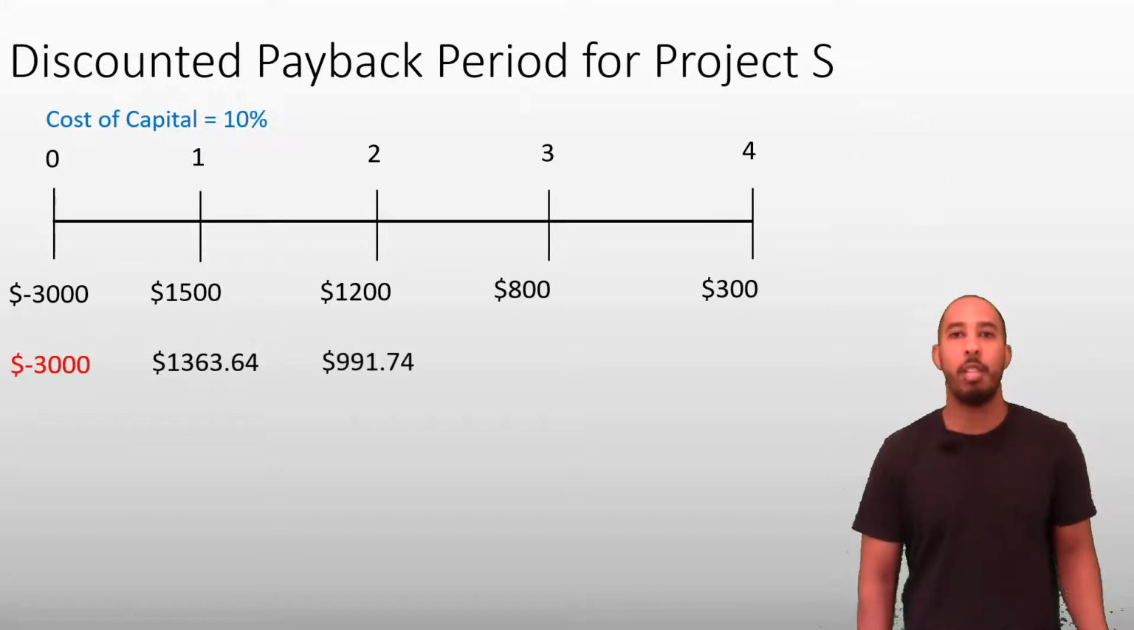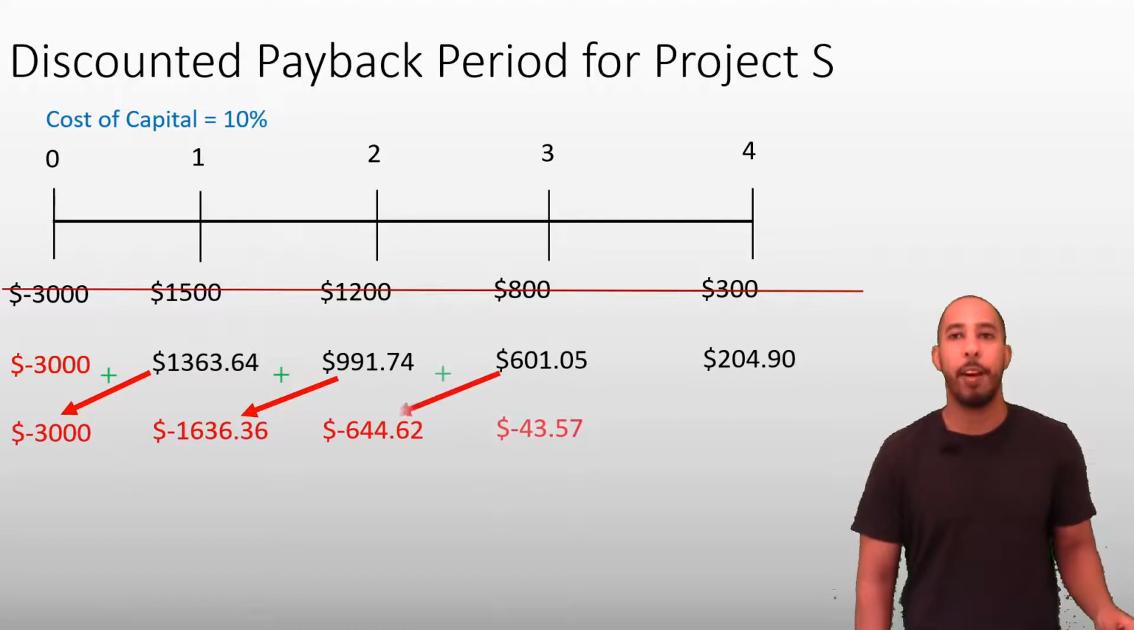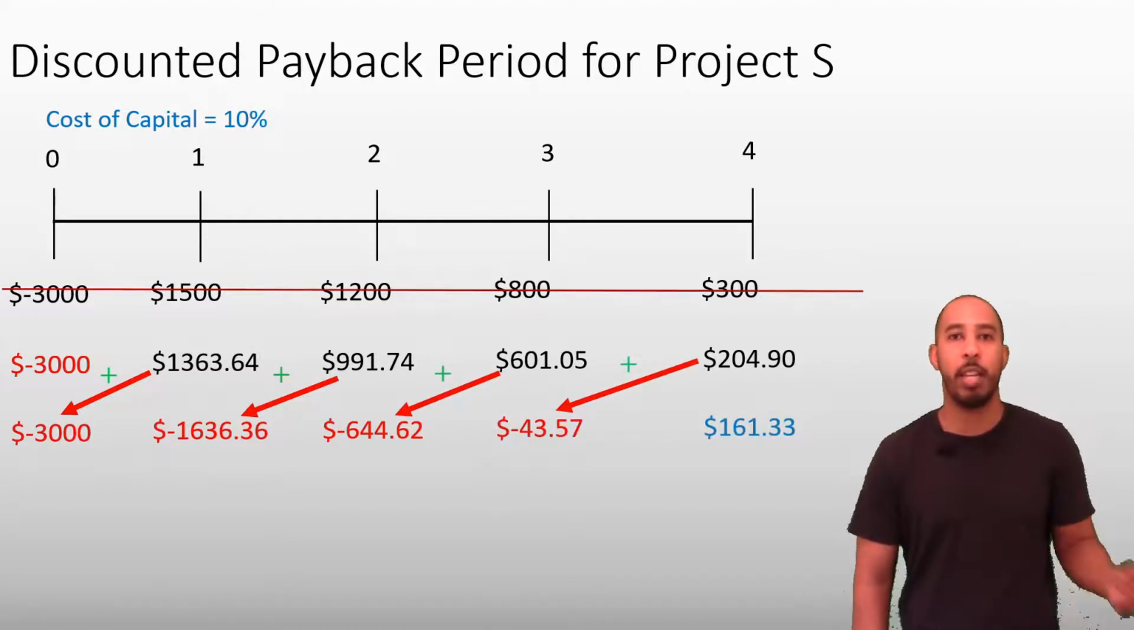And we'll follow the same procedure for the rest of the cash flows on the timeline. Next, I'll cross out the original cash flows on the timeline because we are no longer going to use them. From now on, we're going to work with these discounted values that we just computed. From here, the process is identical to the payback period process. We're going to calculate a running total and identify the point in time in which we break even.